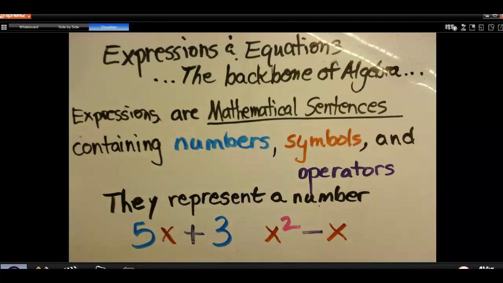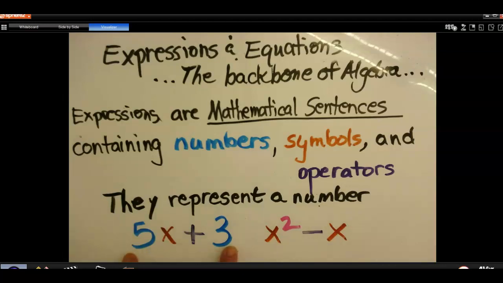Okay, this is the opening video of our expressions and equations unit. Expressions and equations are truly the backbone of algebra. Expressions are mathematical sentences that contain numbers, symbols, and operators. They represent a value or quantity or number.